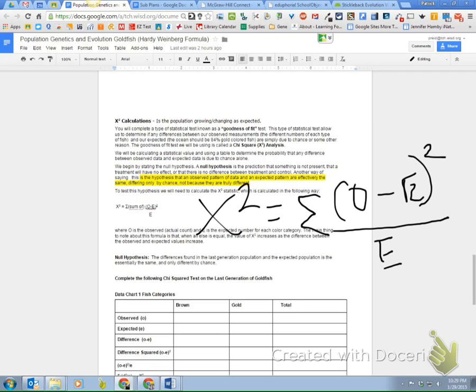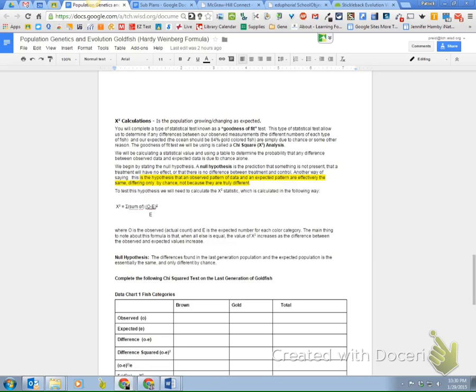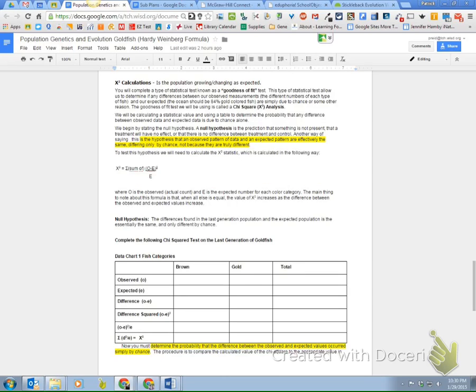So the chi-squared is the difference between the observed and the expected values increase. So the chi-squared value will increase as the expected difference will increase as well. So what you need to do is look at generation 5, go up, look at generation 5, and fill in this chart.